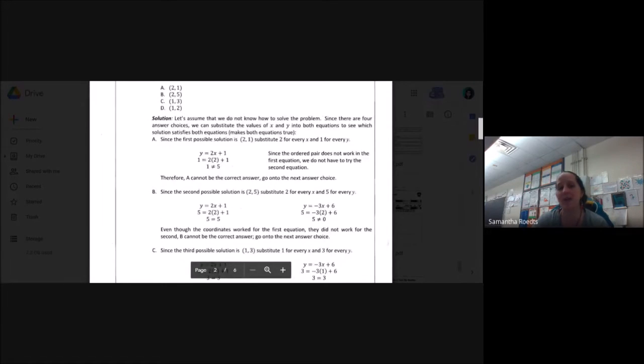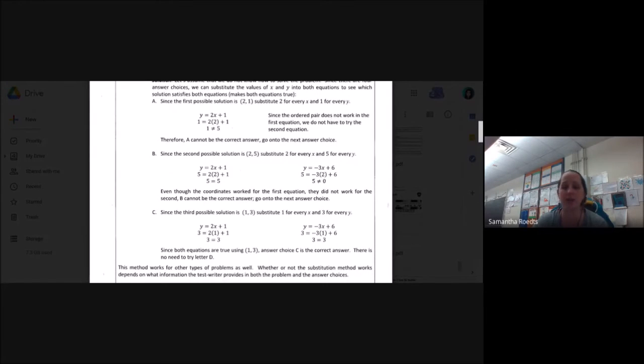Then I substitute my second choice, B, 2, 5. I substitute 2 for every x and 5 for every y. For the first equation, we can see that it worked out, but always double check if it's 2 equations, double check them in both. Because in the second equation, it doesn't work. So B can't be my answer because it has to work for both equations.